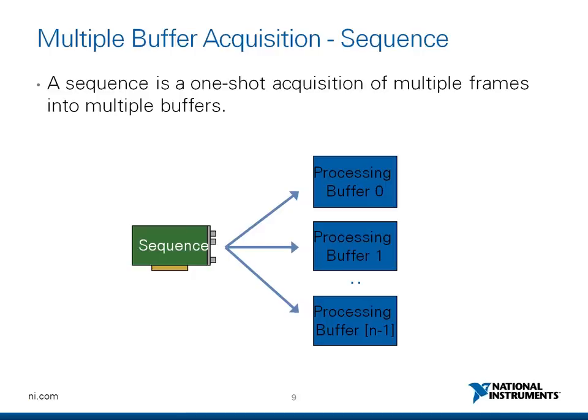So we have something called a sequence, which is just a superset of grab. A sequence is a one-shot acquisition of multiple frames into multiple buffers. All these three parameters will be demonstrated to you in the later part of the demonstration. Now let's move to the next slide.